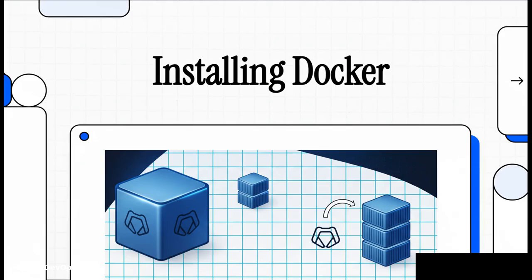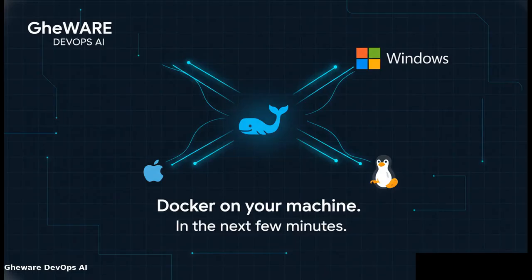Hey everyone, and welcome. Today, we're going to tackle one of the most important tools for any developer out there, Docker. We're going to get it installed and running on your machine step by step. Yep, that's right. In just the next few minutes, you're going to have Docker up and running, ready to containerize pretty much anything you can think of. And it doesn't matter if you're on Windows, Mac, or Linux. I've got you covered. So, let's get started.